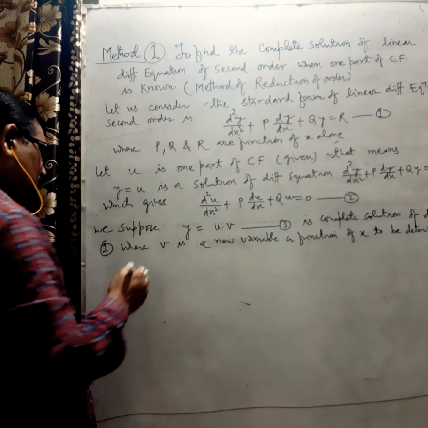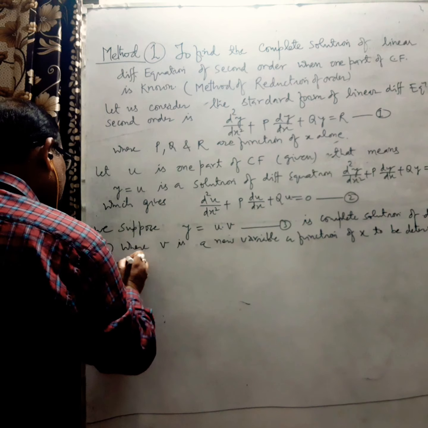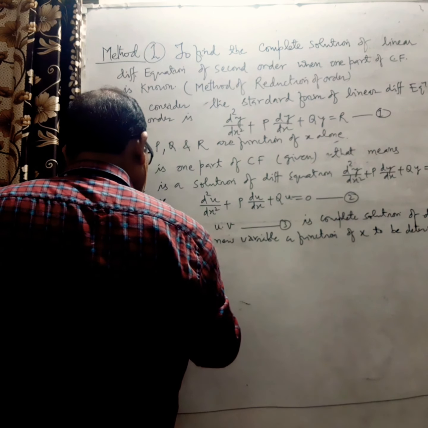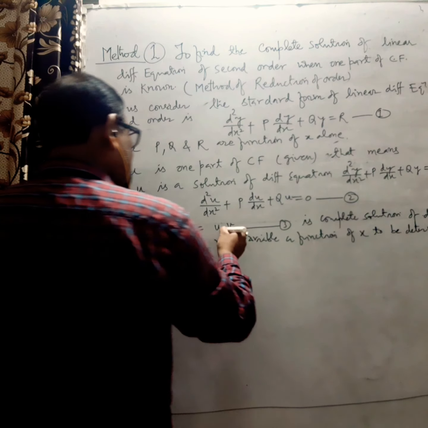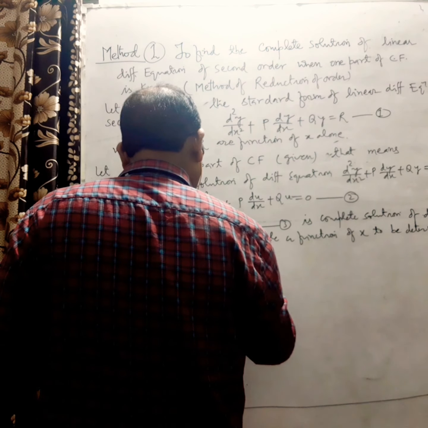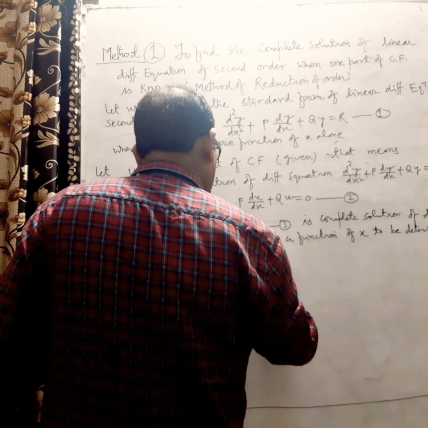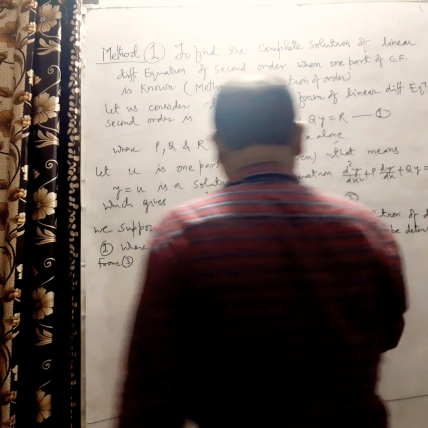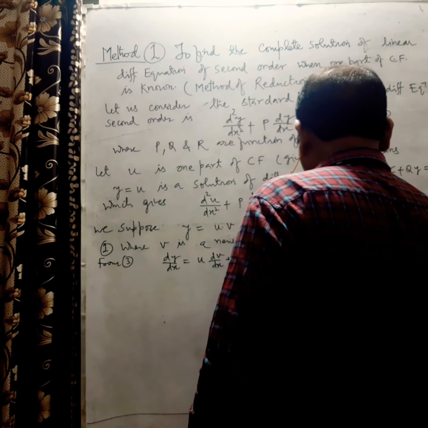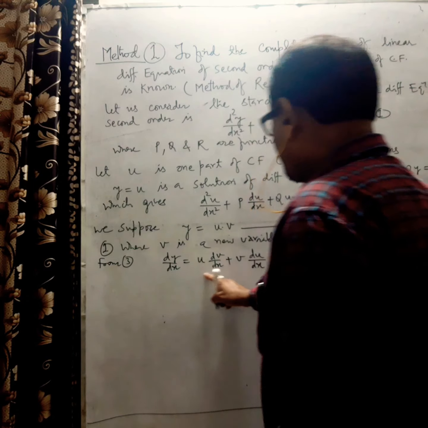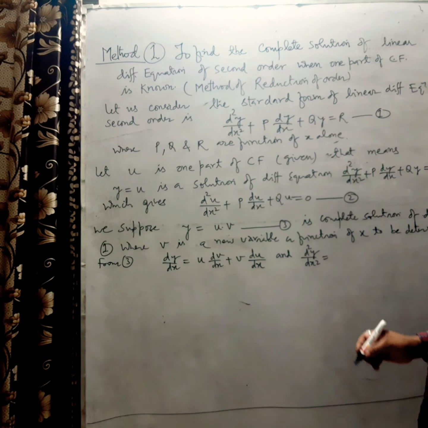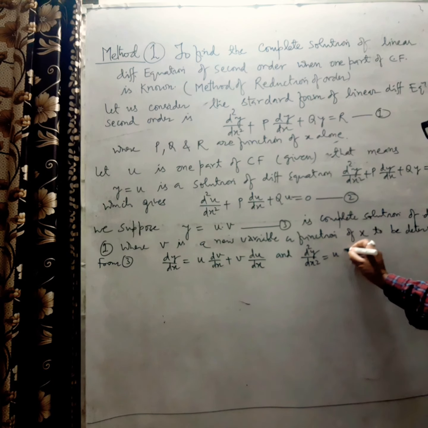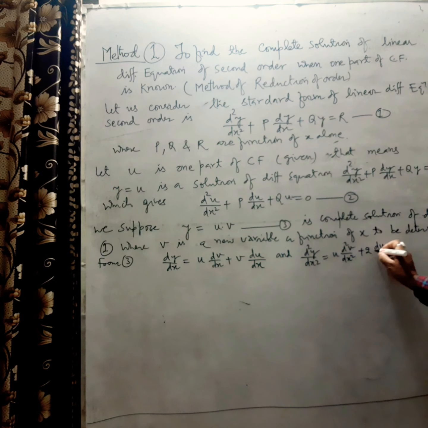So from 3 you get dy upon dx, differentiating, as u dv upon dx plus v du upon dx, and d2y upon dx square, when we differentiate this again with respect to x, it will be u d2v upon dx square plus 2 times du upon dx dv upon dx plus v into d2u upon dx square.